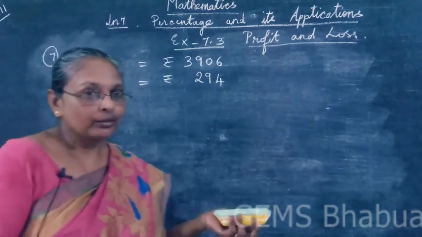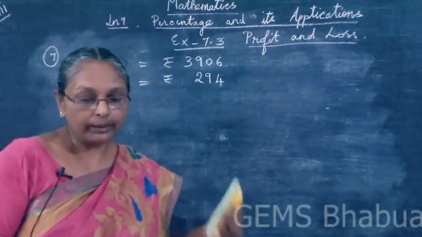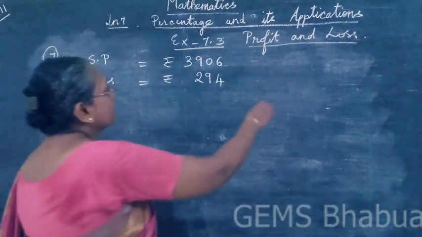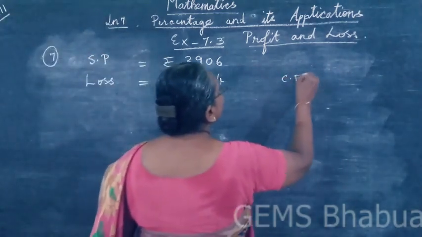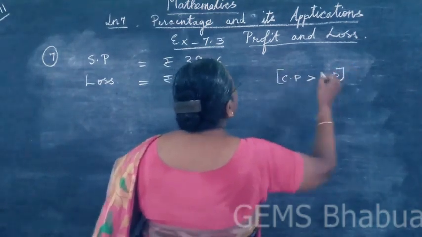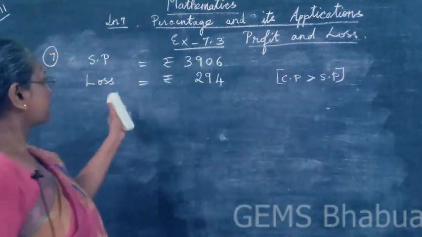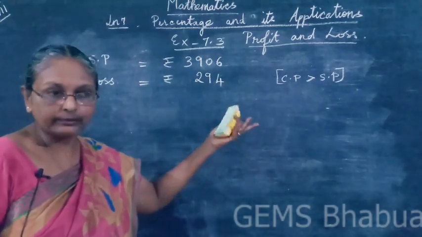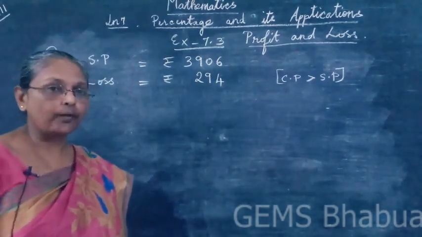Which will be more? Cost price will be more. Okay. So the cost price is greater than the selling price. This we know for the loss. So therefore, since cost price is more, we have to add. That's all. So need not go back for formula, all those things.